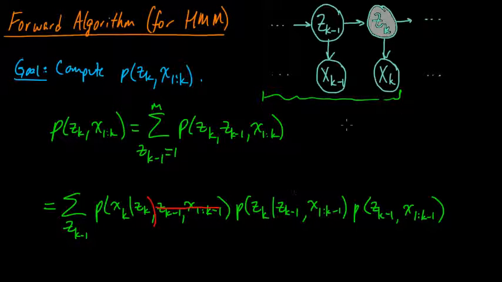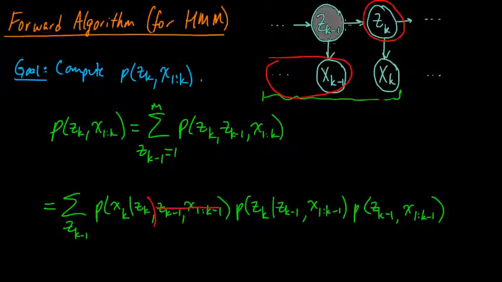And now, how about this one? I'd like to say that zk is conditionally independent of x1 through k minus 1 given zk minus 1. So let's condition on zk minus 1. Now what happens? This is conditionally independent of this given this guy, and we have a tail here at the thing which is being conditioned on. Any path from here to one of these is going to have to go through that, so it's blocked. So these are d-separated and therefore conditionally independent given zk minus 1. So we also have this.